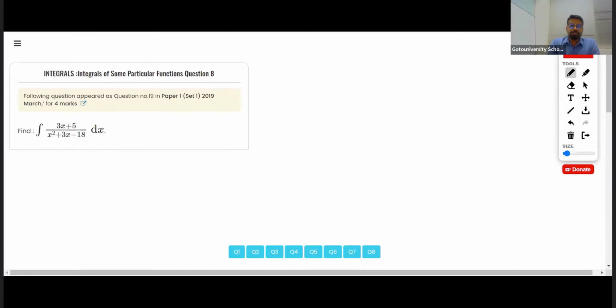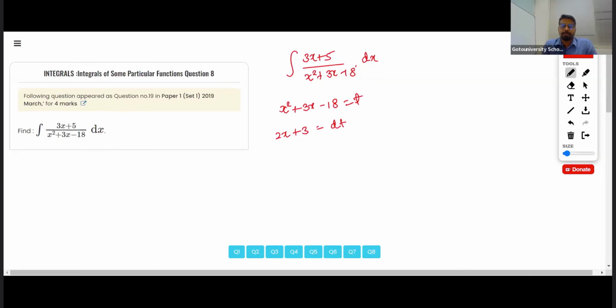Here is an interesting question. We have the integral of 3x plus 5 divided by x square plus 3x minus 18 dx. Now I'm going to assume the denominator x square plus 3x minus 18 as t. When you differentiate, we get 2x plus 3 dx is equal to dt.